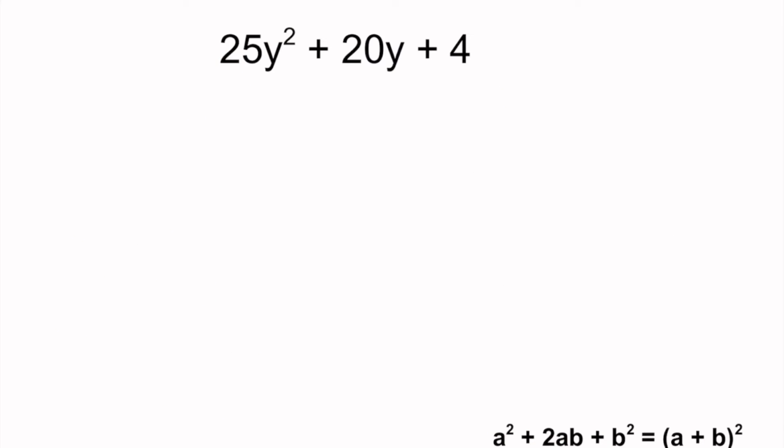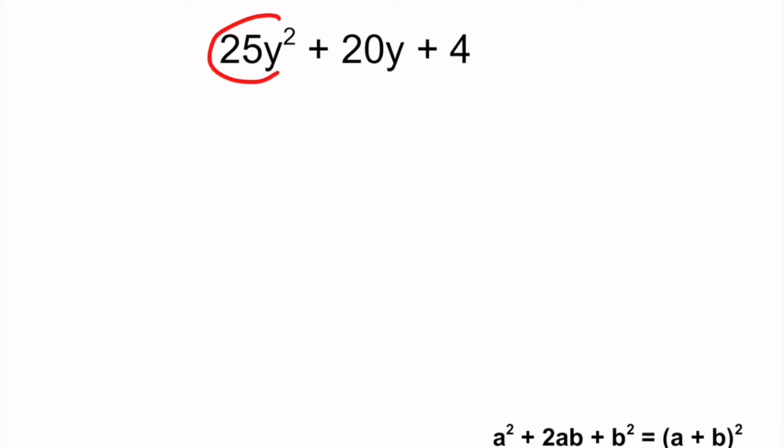Let's try another one. We're going to factor 25y squared plus 20y plus 4. Okay, so first you have to check if your first and last terms are perfect squares. So we have a 25y squared, looks like it, and our last term is a 4, so again, looks like it. So that's why we're thinking perfect square trinomial.